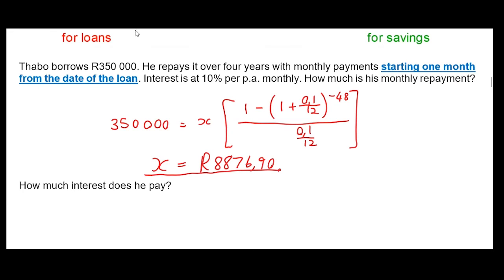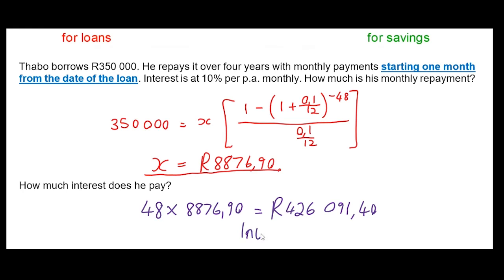Well, he pays a total of 48 lots of 8876.90. Let's just work out what that is. There we have it, 426,091 Rand and 40 cents. Now, he only borrowed 350,000 Rand. So the difference between what he repays and what he borrowed must be interest. So if we take 426 and we subtract 350, we get 76,091 and 40 cents. And that will be the interest.